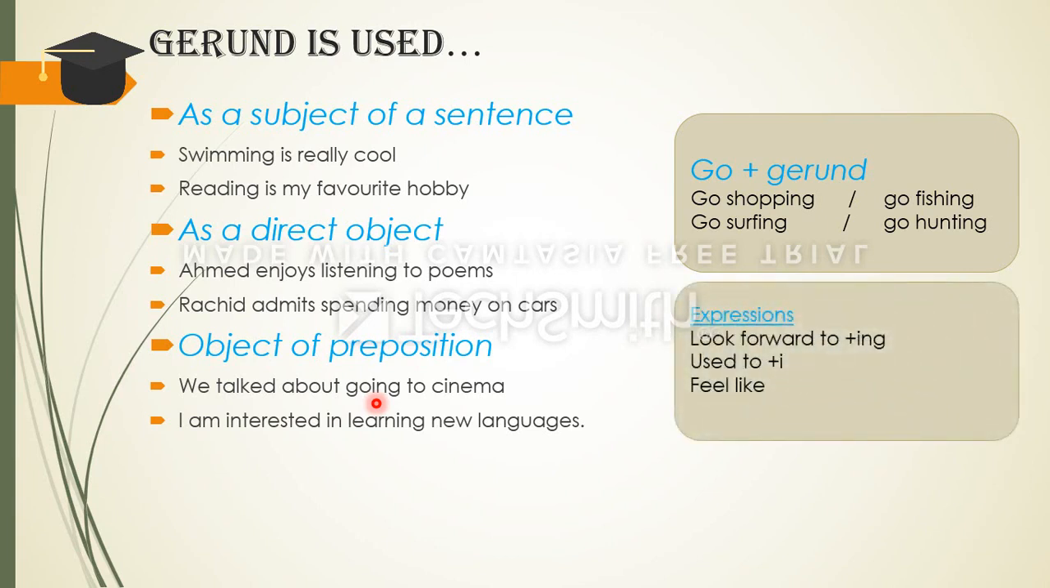Also, the gerund is used after certain expressions. These expressions are look forward to, used to, and feel like. Whenever you have these three expressions, and there are others by the way, you know that you have to follow them by an ing form. For example, I say I'm looking forward to seeing you. I used to sleep in, for example, while the air conditioner is on. I feel like going to cinema, which means I want to go to cinema.